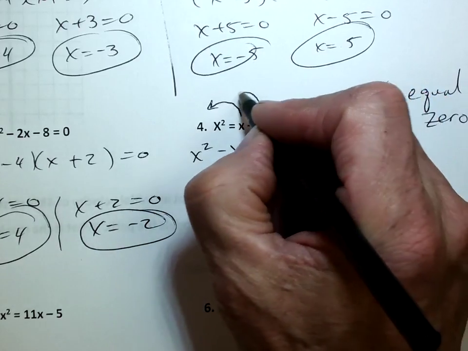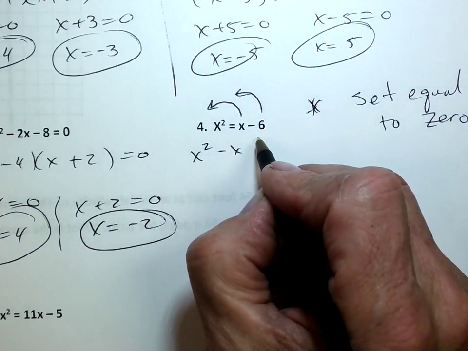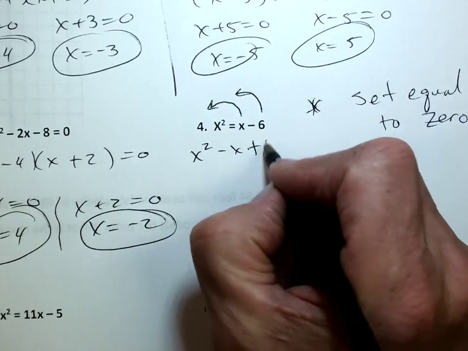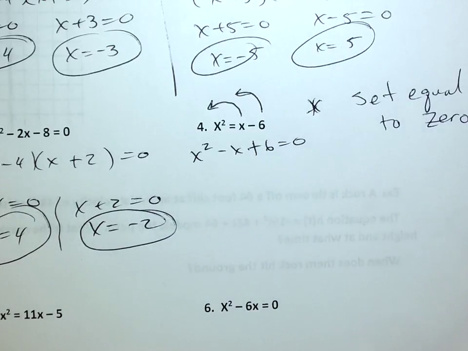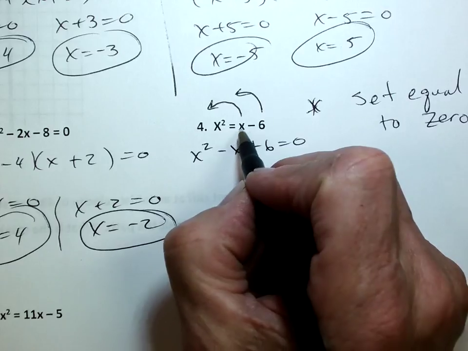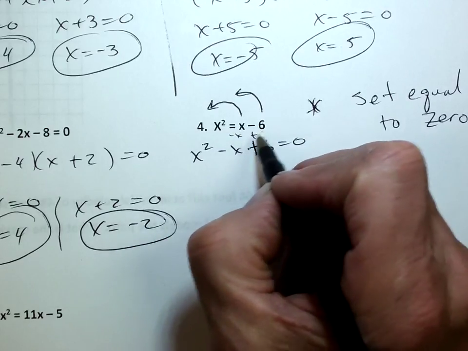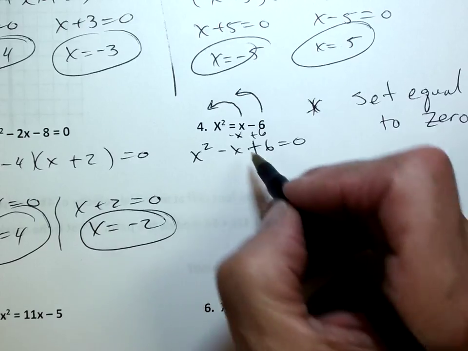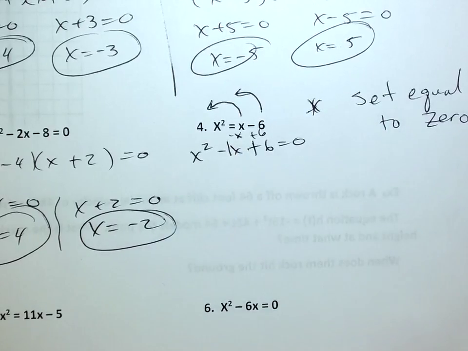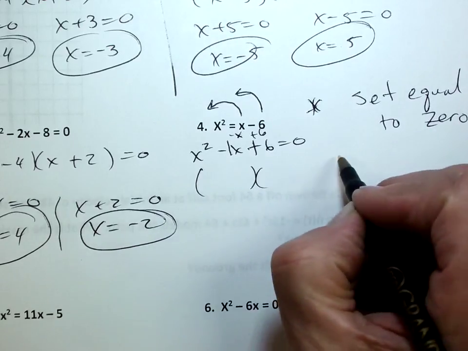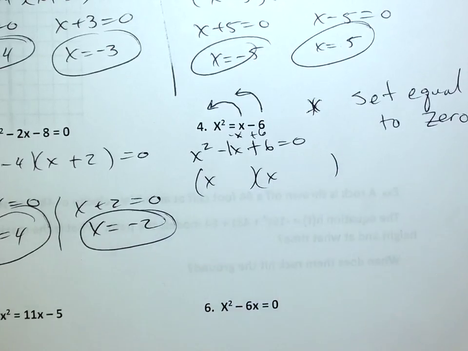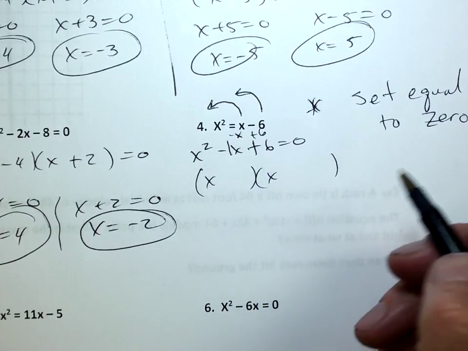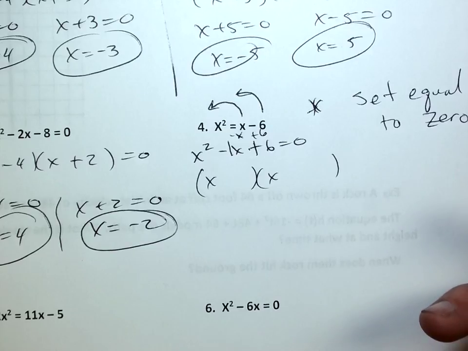To bring over the 6, how am I going to bring over the -6? Plus the 6 equals 0. So I subtract the x and add the 6. Now, x squared minus x plus 6 equals 0. Can you factor it? You take an x and x, okay. What times what makes... No, 3 and 2. This one won't factor. Uh-oh.